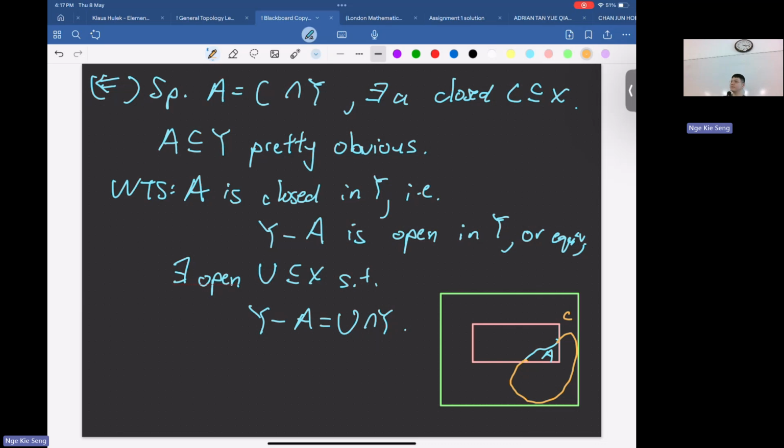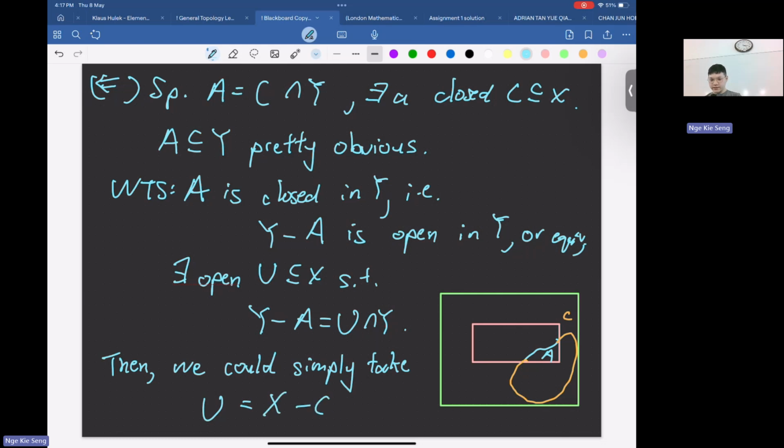X minus C can try. We try first because the complement of a closed set is open, right? So let's try the obvious one. In mathematics, you need to start with the obvious one first. Try the obvious one. If it fails, then adjust again. This is what we do in real maths.